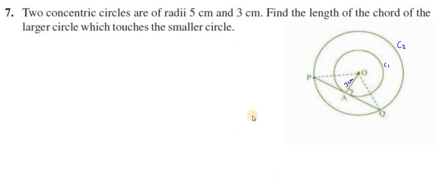So this is a concentric circle. How many circles can you draw with one center? We can draw many circles. That is known as concentric circles. Now here, what is PO? PO equals 5 centimeters and AO equals 3 centimeters. Now find the length of the chord of the larger circle. We need to find the chord PQ, how much it measures. Here also it is the same thing.